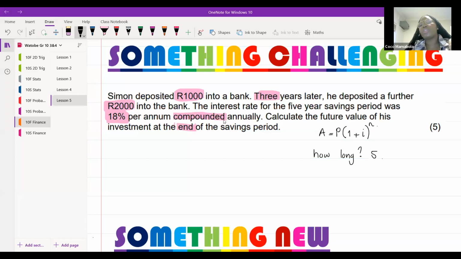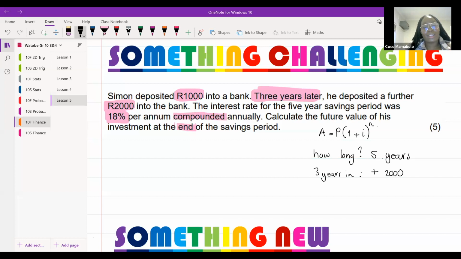So it's 5 years. For those of you saying 3 years, here's why. Somewhere in between that 5 years, 3 years in, Simon does something. What does he do 3 years in, guys? He deposits money. He adds 2,000 Rand into the account. He deposited 2,000 Rand extra.